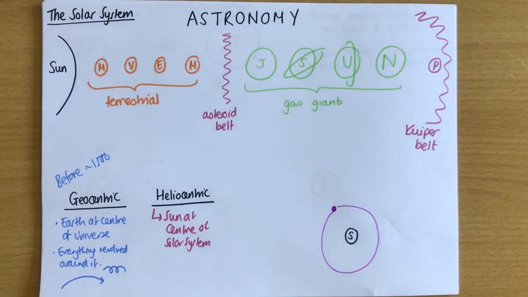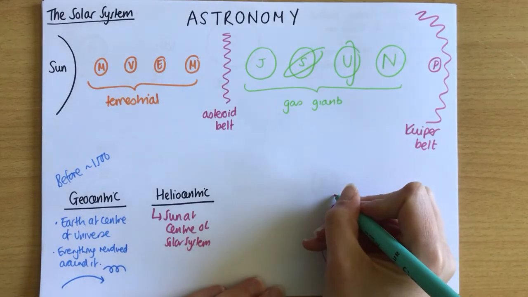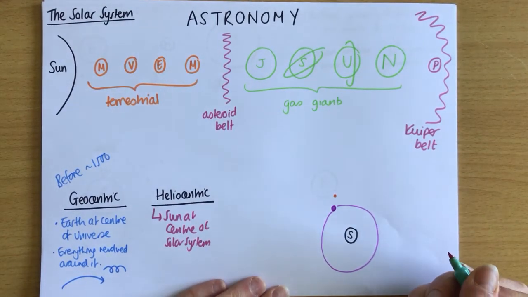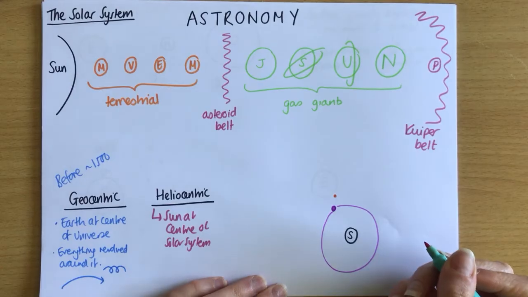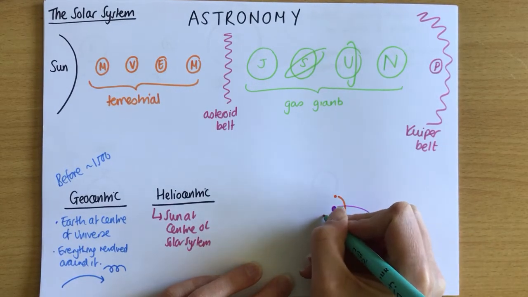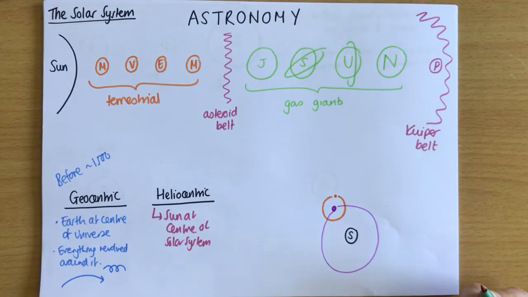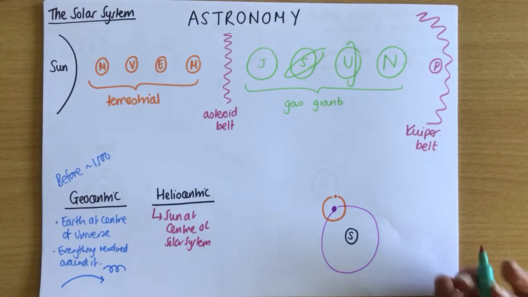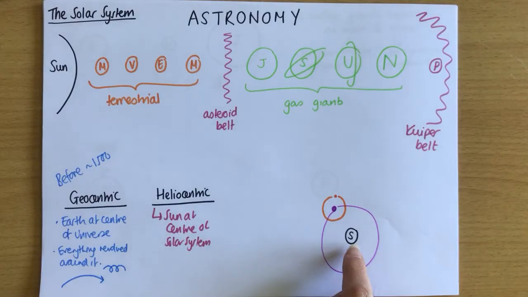Then we have moons. Now, moons are just natural satellites of planets. That means that they are objects that aren't man-made that orbit another planet. So a moon, any moon, including our moon, will orbit a planet in, once again, a roughly circular orbit. So you've got a planet orbiting the sun in a roughly circular orbit, and then a moon orbits a planet in a roughly circular orbit.